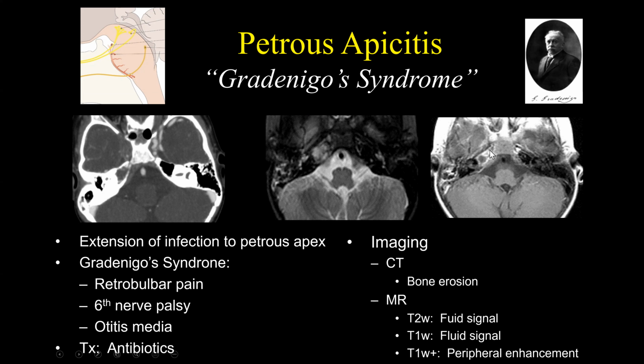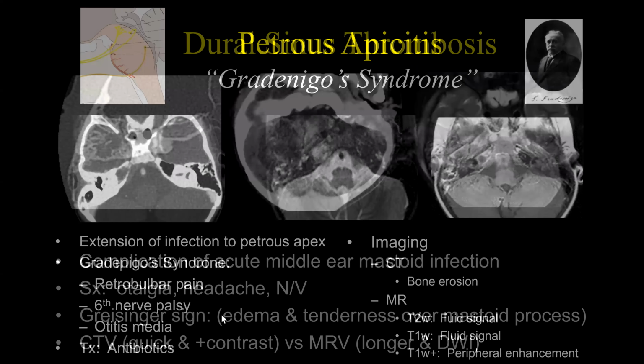Dorello's canal. So in this case, we have an abscess involving the petrous apex, and it could extend medially to involve the region of Dorello's canal, which is between the petroclival fissure, and that would affect both the 5th and the 6th nerve, and that's why these patients developed the 6th nerve palsy.